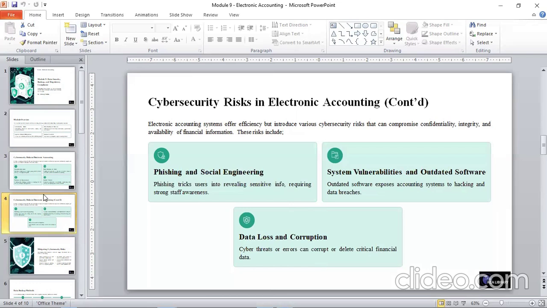We also have system vulnerability and outdated software, which shows that outdated software exposes accounting systems to hacking and data breaches. And lastly is data loss and corruption. Cyber threats or errors can corrupt or delete critical financial data. And these are the risks that are involved in cybersecurity as it pertains to electronic accounting.